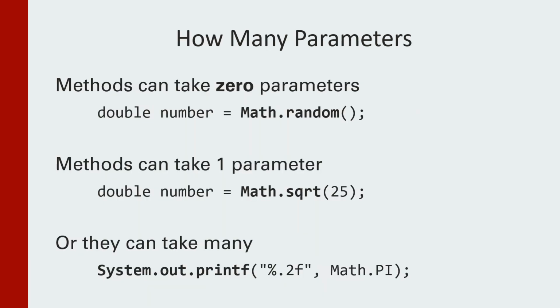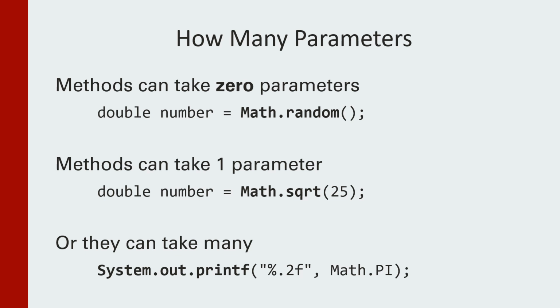Now, in terms of the number of parameters a method can take, it could be 0. So something like the random method that we've seen before, it already knows what it's going to do. It's just going to get a random number between 0 and 1, so it doesn't need to take any parameters. On the other hand, maybe you want to take square root, and you need one number to be able to take the square root of it. And then there is basically no limit to the number of parameters you can take in. You just have to write all of them out.